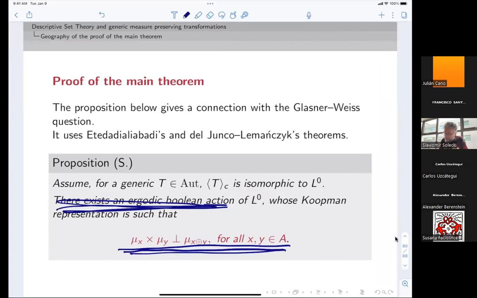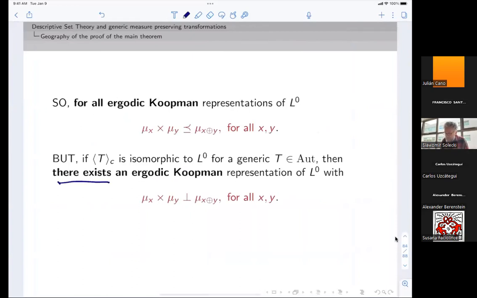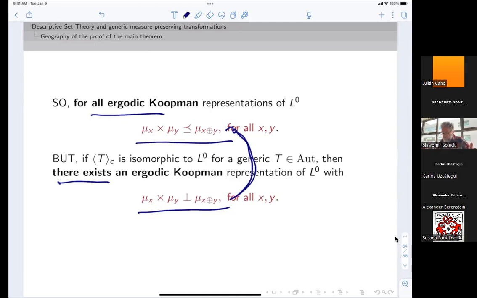This is not just tension. This is outright contradiction. From my last theorem, where the most technical work was done, for all ergodic Koopman representations of L0, I have absolute continuity. But using all this work that I just mentioned, I produce some ergodic Boolean action for which I get orthogonality rather than absolute continuity. And this cannot stand. If I have this and that for all x, y, this causes all these measures μx to be 0, and therefore this action that I produced could not have been ergodic. It's a trivial action. So I get a contradiction.